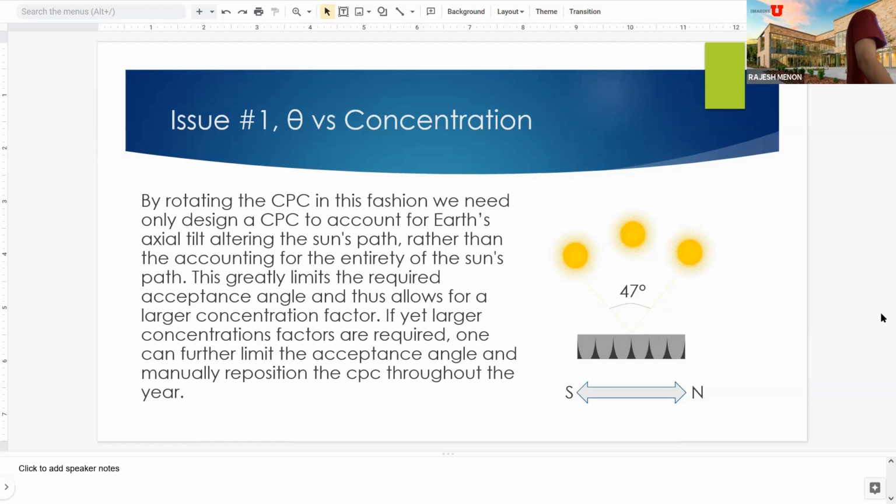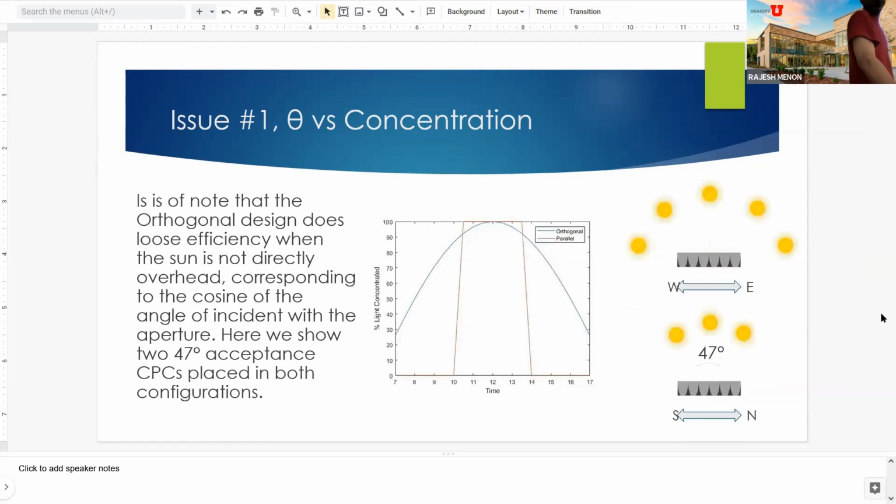So we can create a much stronger CPC with much lower input angles that is, well, taller and has a much higher concentration factor. Can you go to the next slide?